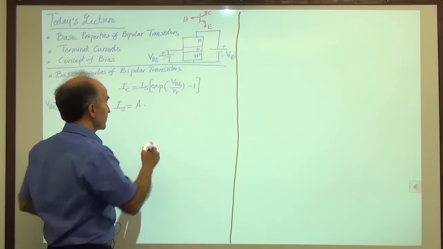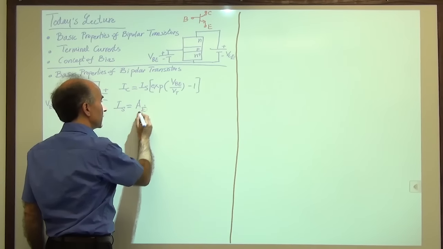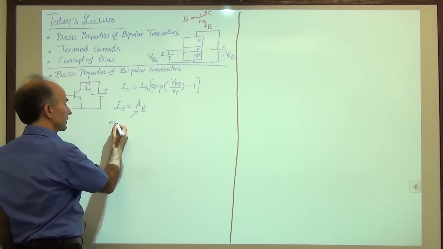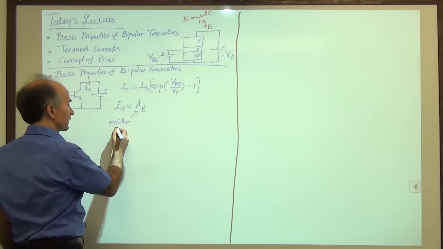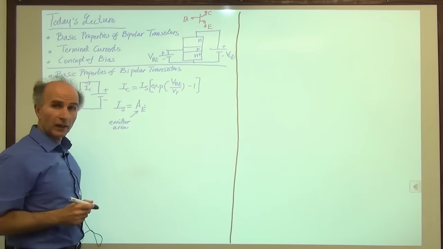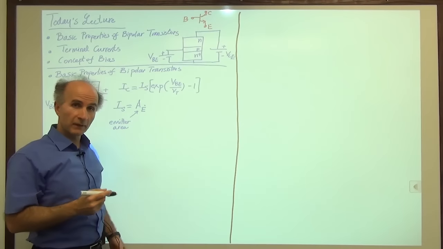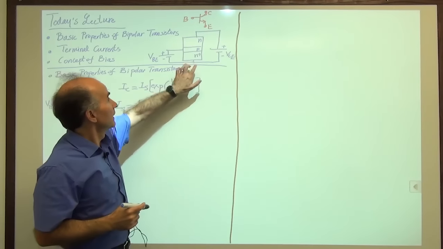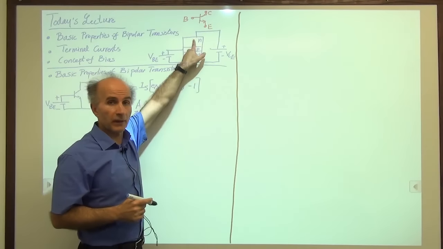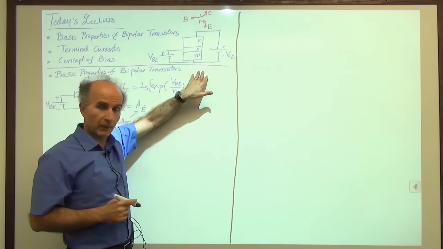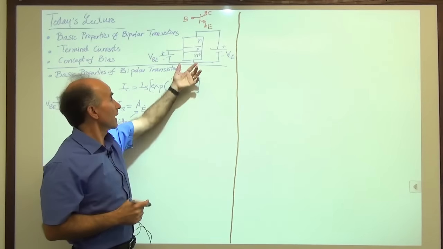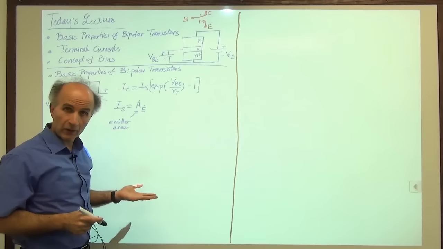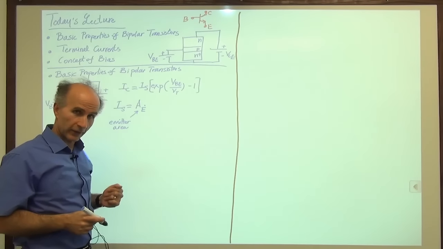In fact, to be more precise, sometimes we call this A sub E, and we call it emitter area. Why? Well, because in reality, when we build the device in actual fabrication, it turns out that the emitter area is smaller than the other areas. So we have to be specific about it. But at this point, don't worry about it. Just imagine that all of these have the same area, and that's equal to some number. It could be 1 micron by 1 micron. It could be 10 microns by 10 microns, some area.